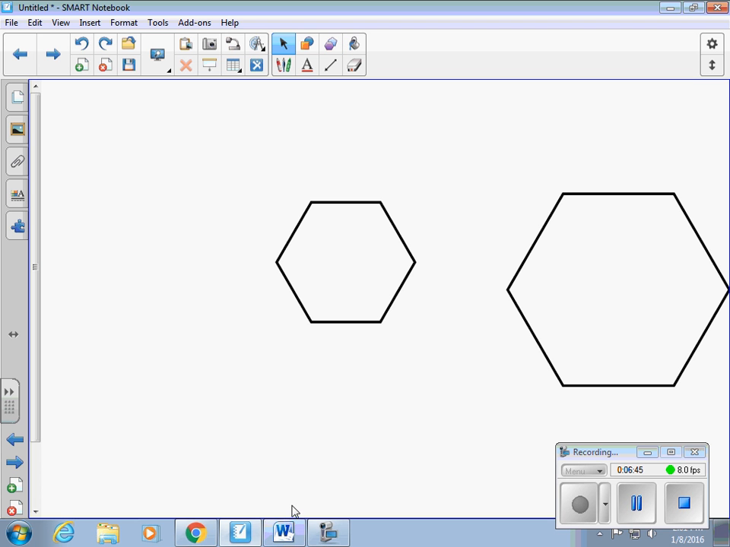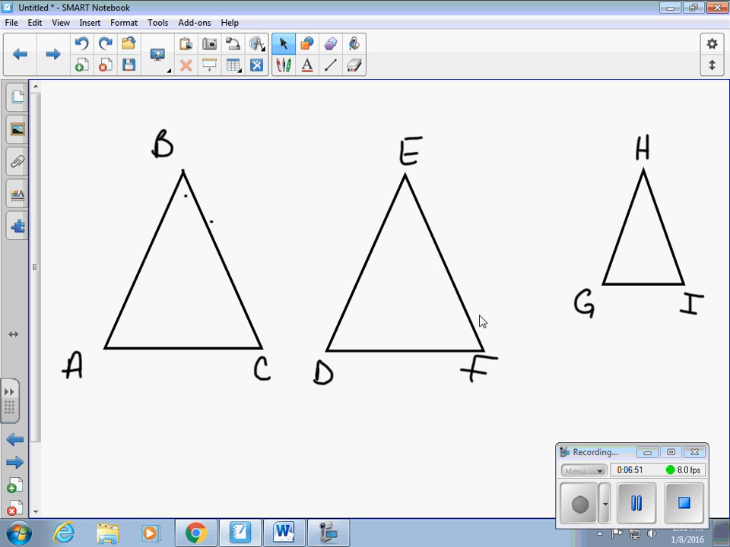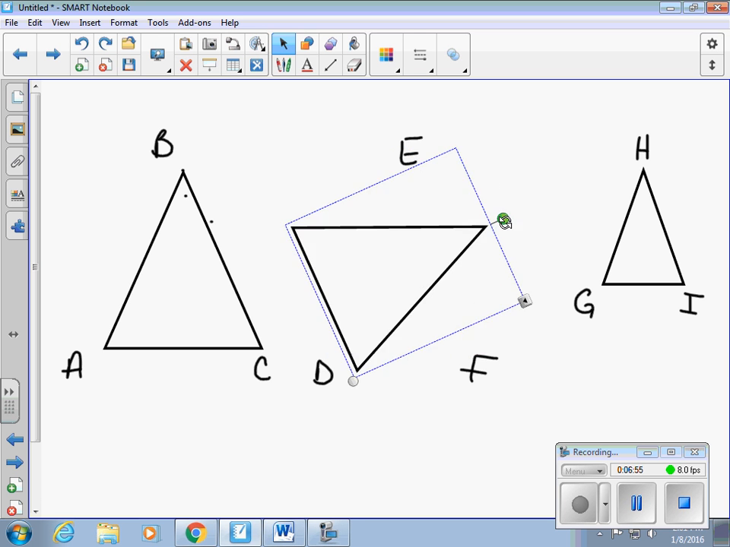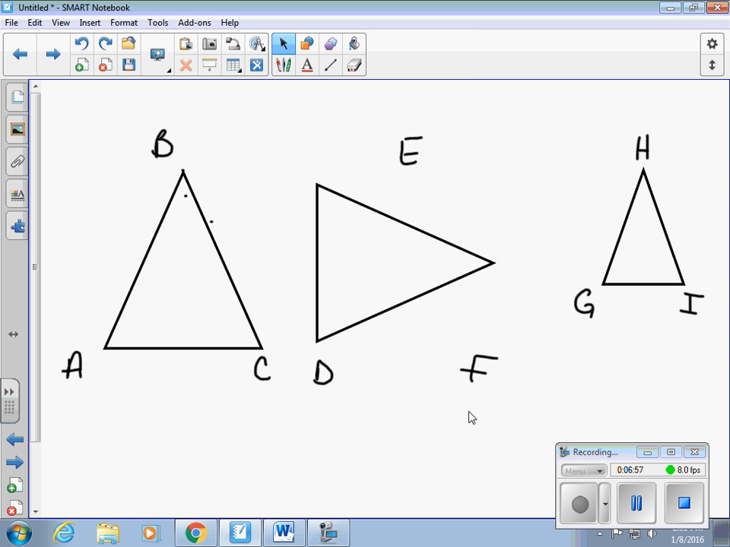Same shape, but different sizes, correct? Okay, what about, actually I'm going to go back to the page that we had over here. What if I have this, but I turn him? It's still the same. Is it still congruent? Yes.